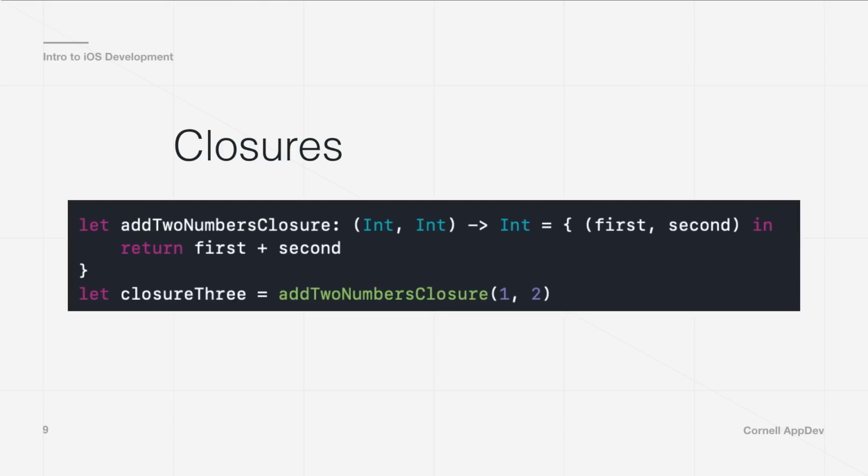Closures are very similar to functions, except they're not as formally defined. Let's look at an example. Here we defined a closure called add two numbers closure. The type is a tuple of int, comma int, and then to int. Basically, you can think about it as a function that has two arguments, both of type int, and this closure returns a value of type int. In the body of the closure, we have first, second, and then return first plus second. Right after that, we do let closure 3 equals add two numbers closure 1, 2. Does anyone want to guess what closure 3 is equal to?